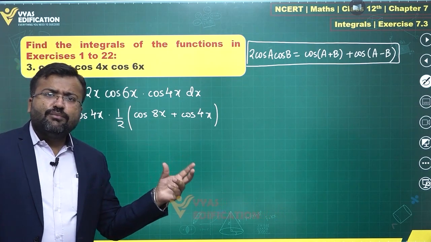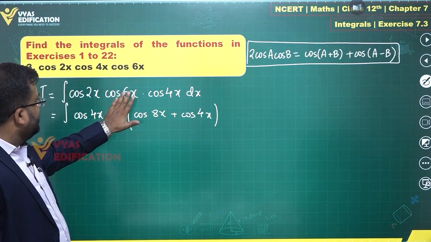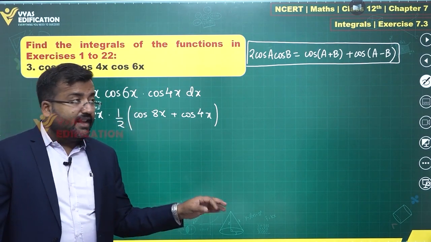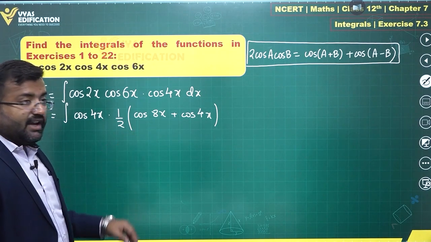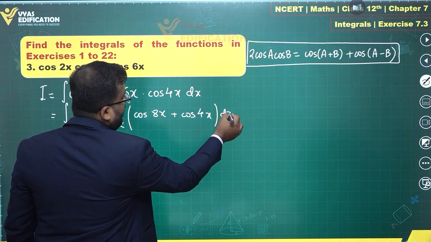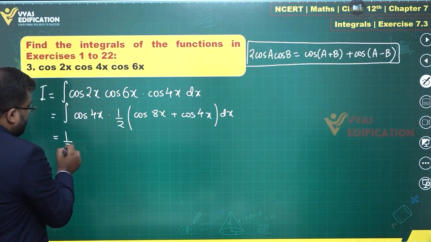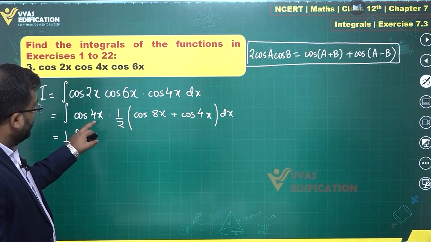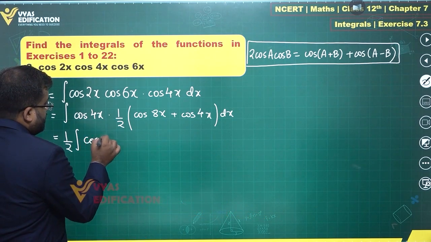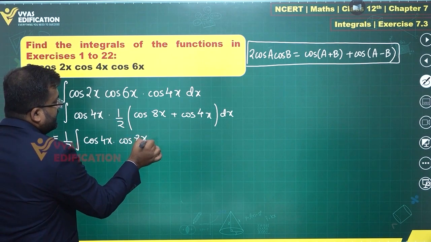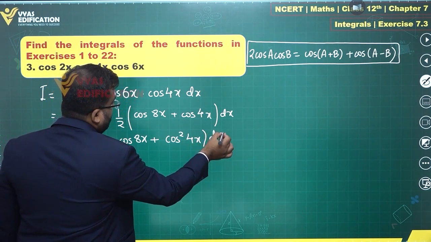But do you remember that cos of minus x is also equal to cos of x? Right? So it will not make much of a difference, because cos 6x can be written before and cos 2x can be written later. We can take A or B interchangeably as well. So we need not worry, and this is what we get, integral with respect to x. What next? This half can be brought outside the integral. But you still have cos 4x into cos 8x, plus cos 4x into cos 4x. So you have cos 4x into cos 8x plus cos square 4x dx.